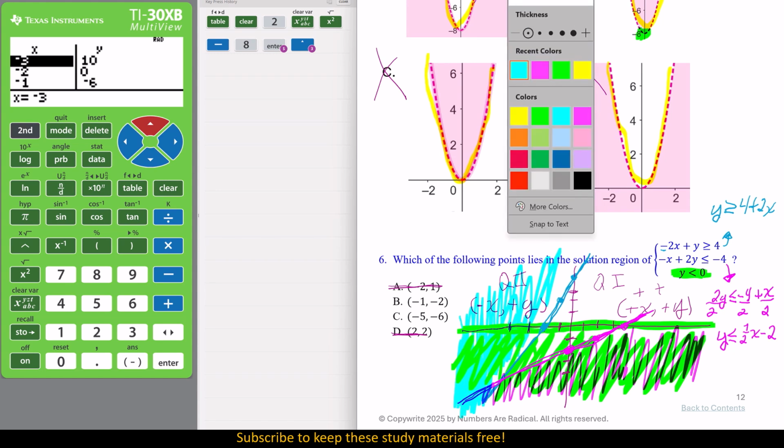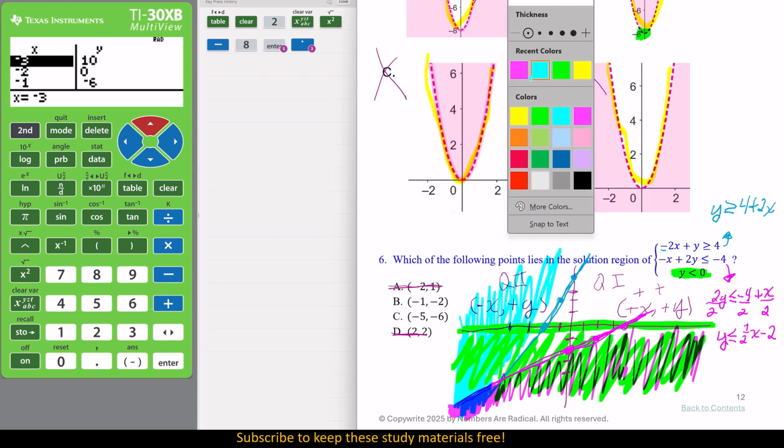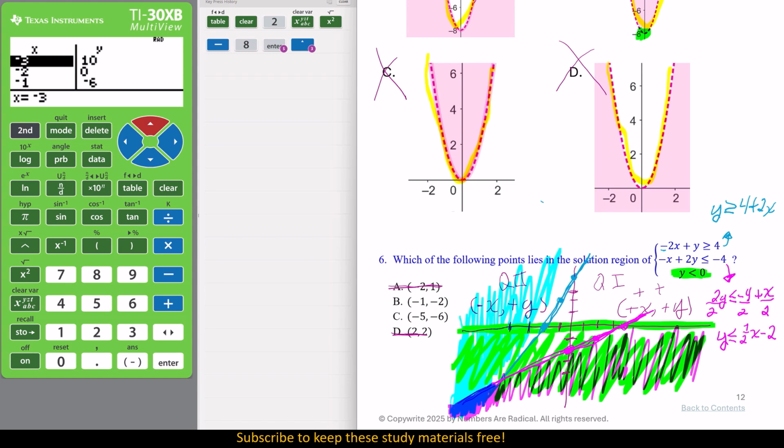Let me go back and grab my pink. This bottom here, notice where it's gotten a very dark blue? That is the only space that's going to work. I know this looks messy. You could probably do this with pencil and it'll look a little better, but at least it created a new color for us.